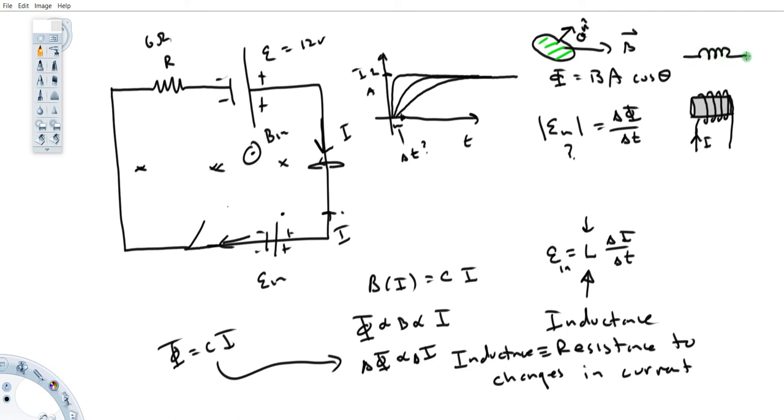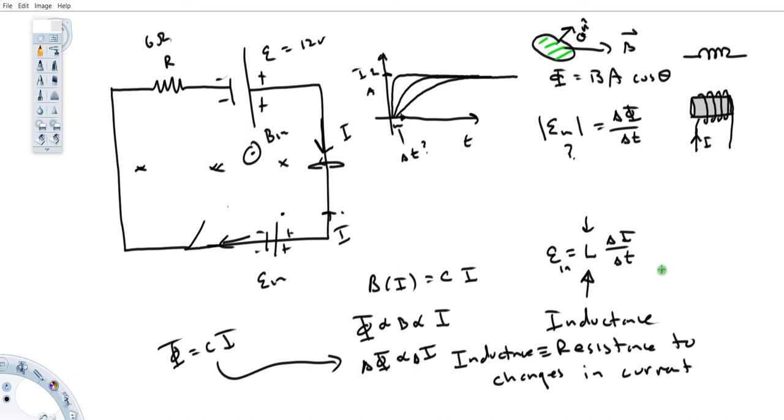So again, what is inductance? It's resistance to changes in current. What does it mean? If a circuit has a very high inductance, it means it's very difficult to change its current, and the current will take a long time to hit its steady state value. If the circuit has a very low inductance, the current will change very fast, hitting the steady state value pretty quickly.